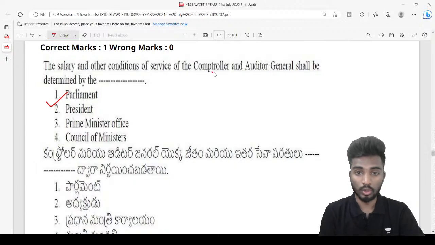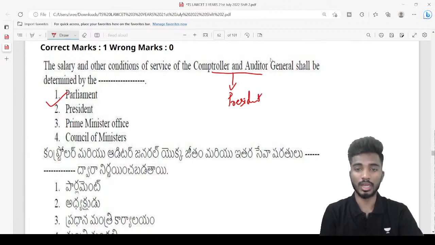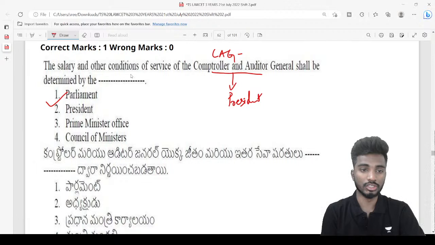Right. So Comptroller and Auditor General is appointed by the President. So CAG is a constitutional body. The primary duty of the Comptroller and Auditor General is to audit the accounts of the Government of India and Government of States. Okay, there is no Comptroller and Auditor General in the states. So there is only one CAG in India who is responsible for auditing all the accounts of Government of India, and he submits a report to the Parliament. And the salary and conditions of everything are determined by the Parliament itself. Okay, just take a note of this.